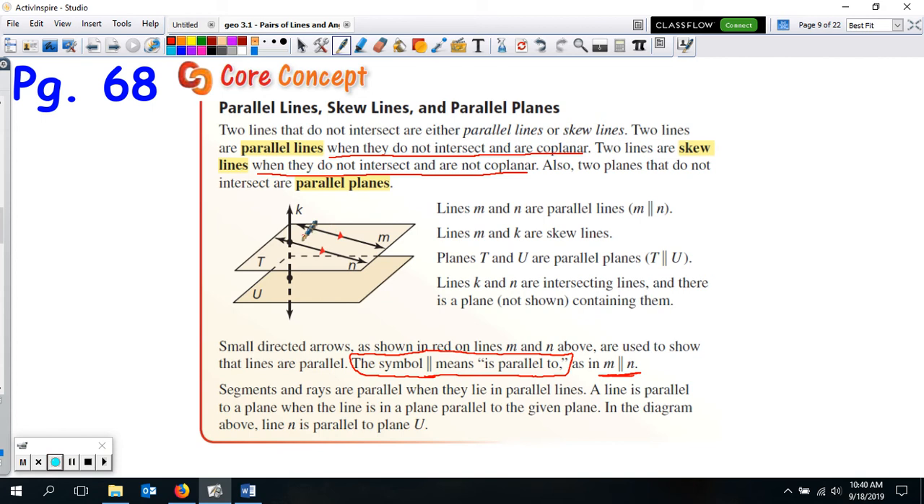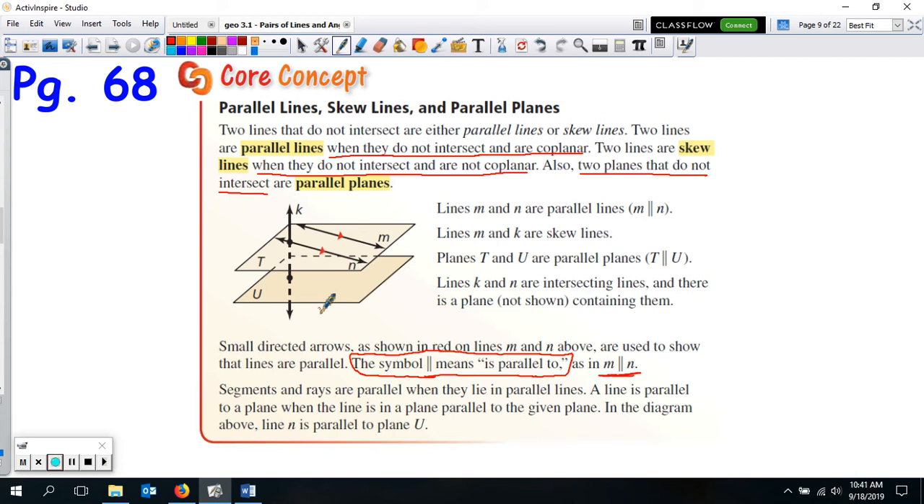Some skew lines here could be this line right here going up and down, which would be line K, and then like line M over here. They're not in the same plane, and they don't intersect. This one does intersect, so N would not be skew with K because it is intersecting, but M would be skew with K. And then we have parallel planes, just 2 planes that do not intersect. So like these 2 planes here are parallel planes, T and U.